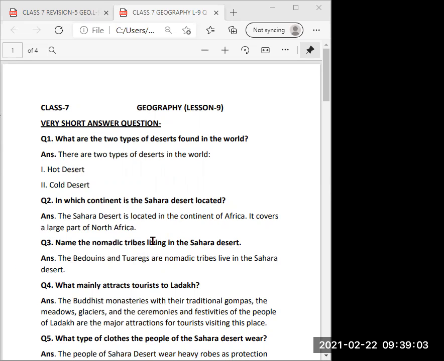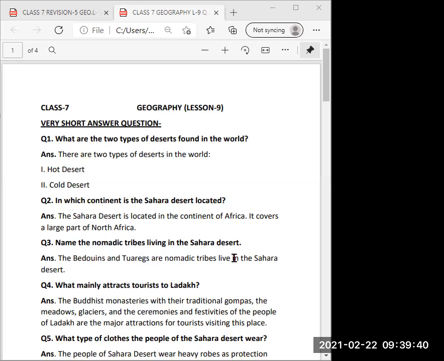North Africa. So it is present in which continent? Africa. And it covers a large area of Africa. Most of the area, the northern part of Africa, is all desert. Clear this much? And northern part means... clear? Northern part.